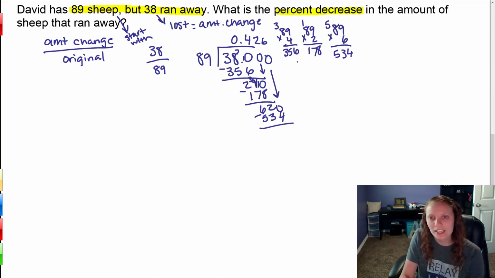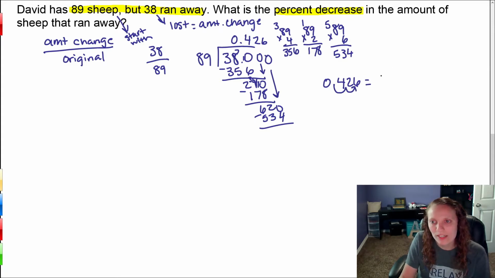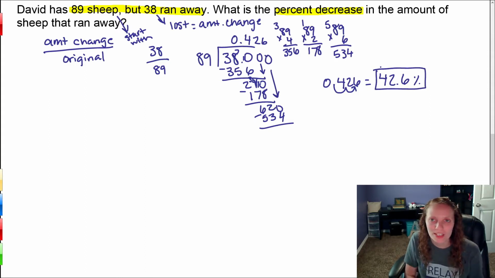So I'm getting 0.426, and then we want to change this to a percentage. So I'm going to move the decimal over 2 times, and so that would be equal to 42.6%. And then if we had multiple choice answers and they were all whole numbers and you had to choose between 42 and 43%, this 6 would bump the 2 up to 3, so it would be 43%.